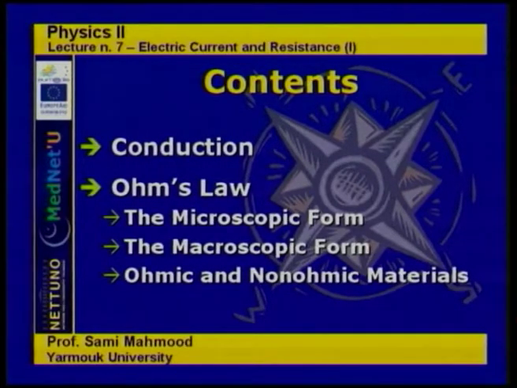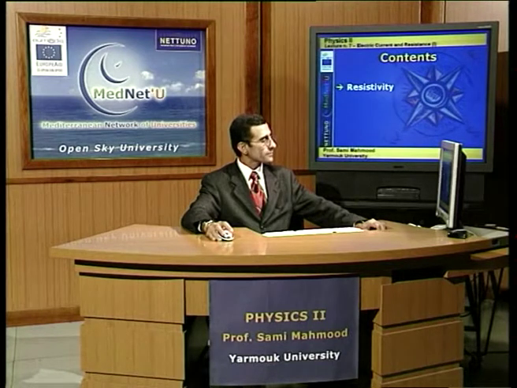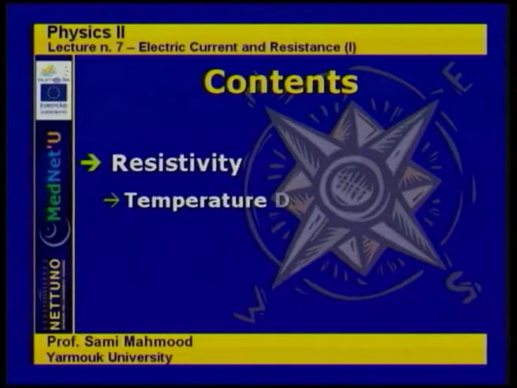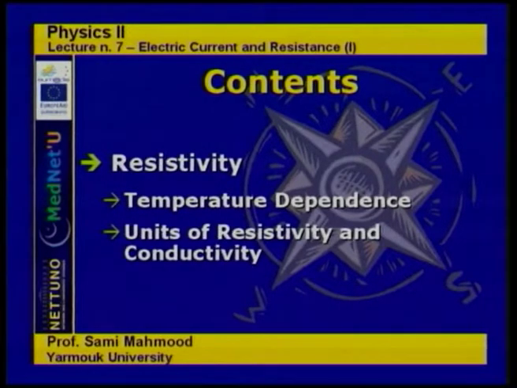Then we will be discussing the materials as they carry current, whether they are ohmic or non-ohmic materials. After that, we will define a property of the material, which is the resistivity of the material. And we will see how this resistivity is affected by temperature. It is temperature dependent, so we will discuss the temperature dependence of this resistivity. And then we will address the units of resistivity and the conductivity of the material.